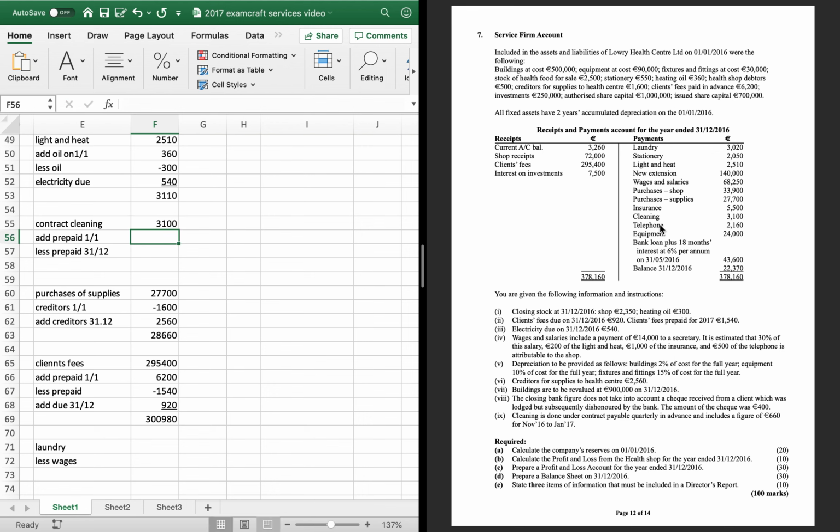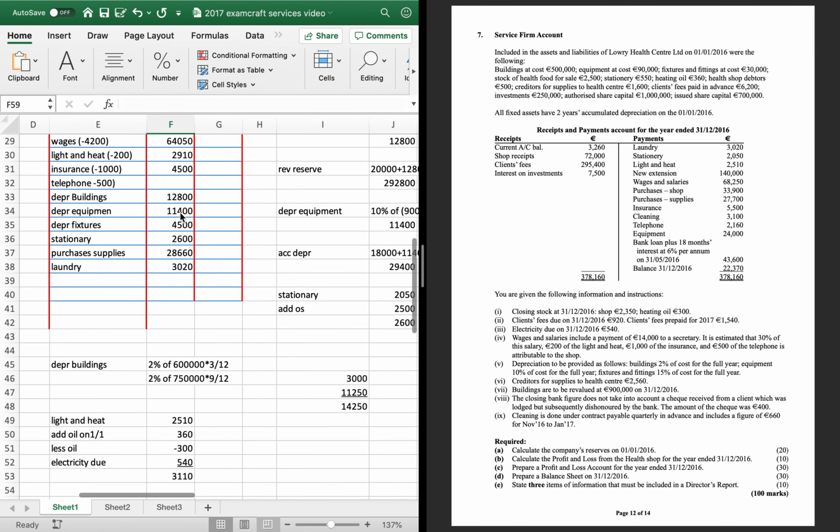Sorry, there's no prepaid at the start of the year. There often will be. There is a prepaid for contract cleaning of 220, which is 1 month of the 660. Only 1 month of the 3 months is actually prepaid. So my cleaning is 2880 then. So we can stick that in.